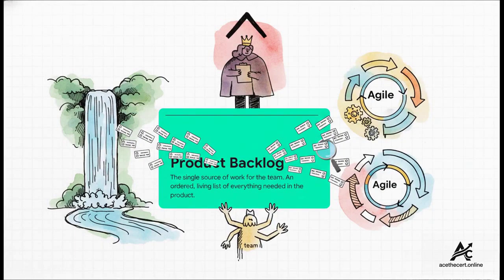Okay, so where does all this work come from? It all lives in one place, the product backlog. This is the single source of truth, the master to-do list of every feature, fix, or idea for the entire product. And the product owner's job is to keep this list organized and prioritized, so the most important stuff is always right at the top.